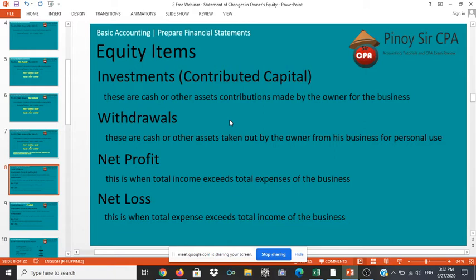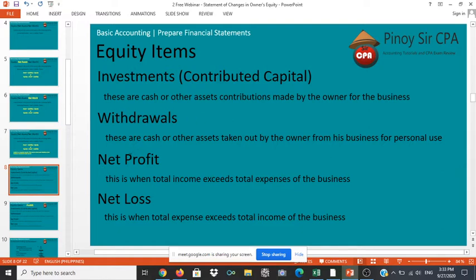Hindi lang daw cash ang pwedeng i-withdraw ng owner sa business niya. Pwede rin other assets tulad ng supplies, inventories, or other assets as the case may be. So what is the effect of withdrawals to the equity of the business? Decrease. Equity will decrease. So tandaan yan.